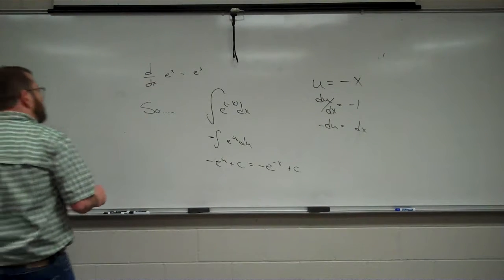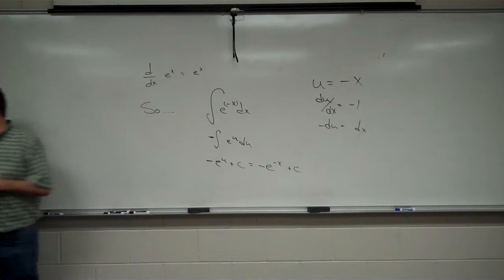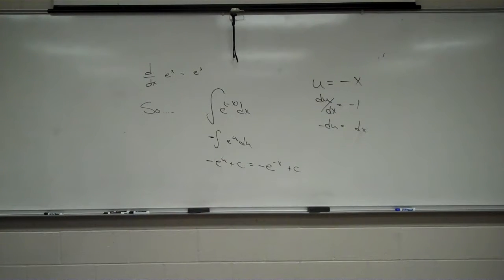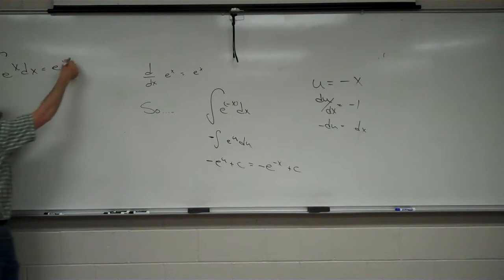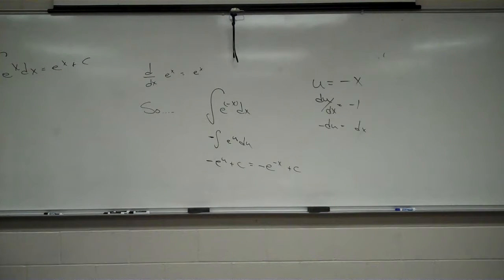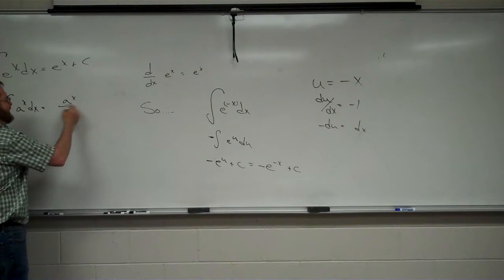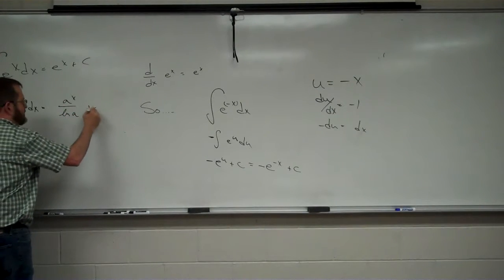All right, let's see what else we can do. I wanted to show you something, by the way. If the integral of e to the x dx equals e to the x plus c, there's actually a more general way to write this. What if it wasn't e? What if it was any old number? Let's say the integral of a to the x dx, where a could be base 10 or anything. It turns out it's just a to the x divided by the natural log of a.